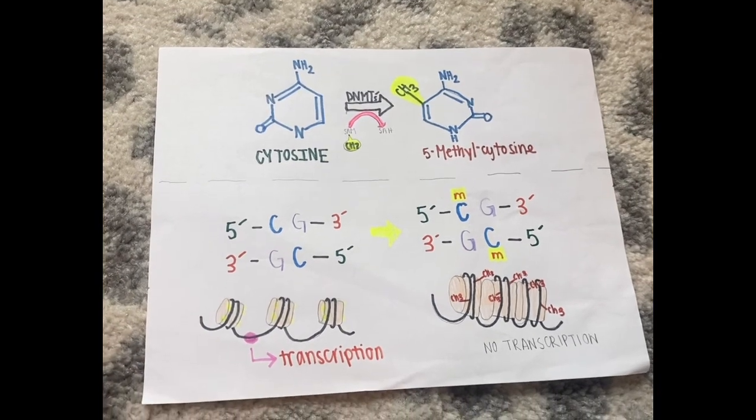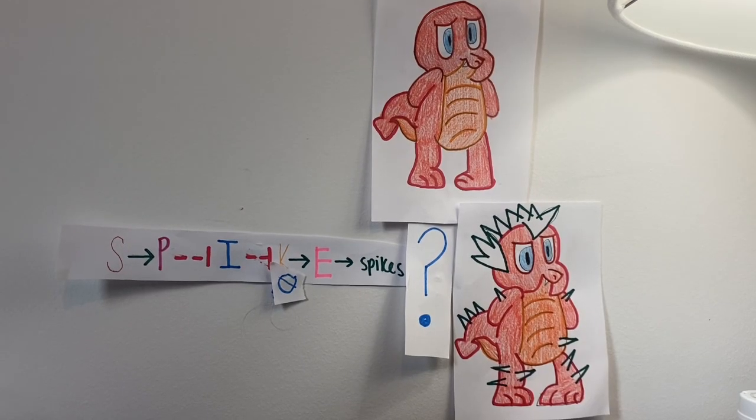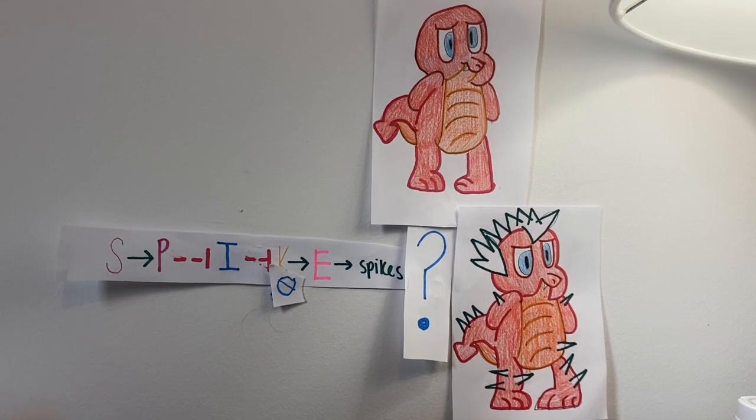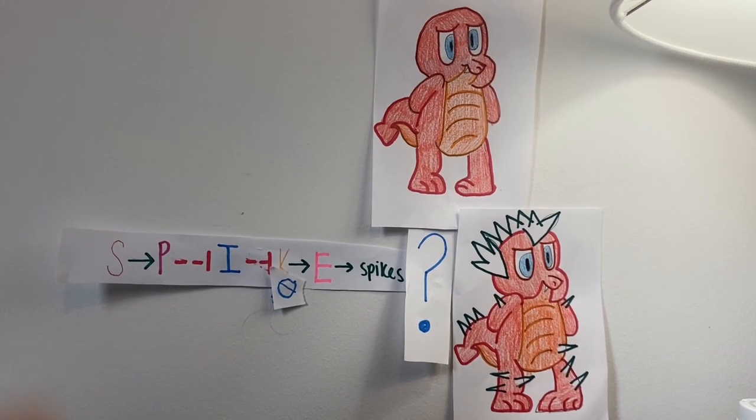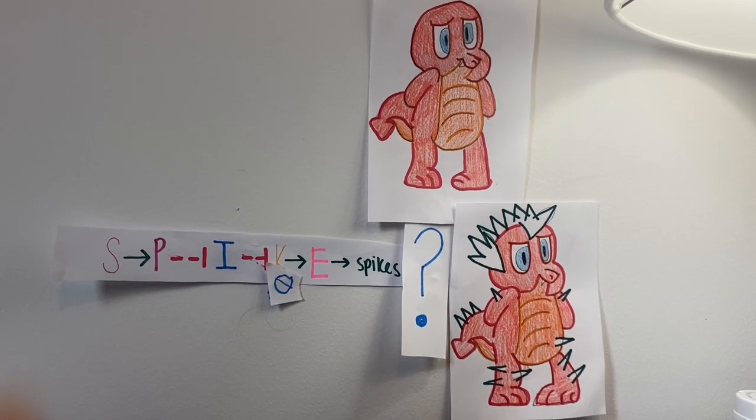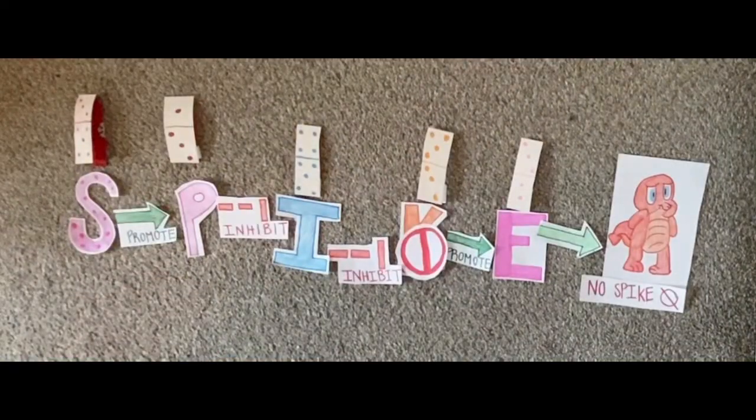For example, imagine that gene K is affected by methylation in a skin cell on Spike's foot, resulting in it being silenced. If K is not transcribed, it will not be able to promote E, and there will be no spikes in that cell.